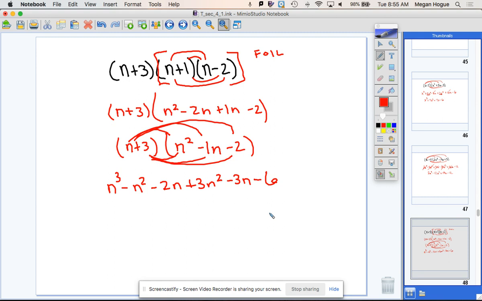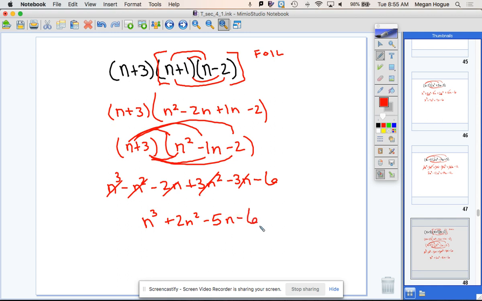Guess what I do next? Combine like terms. N cubed, negative n squared, and 3n squared. That's going to give me 2n squared. Negative 2n and negative 3n. That's going to give me negative 5n minus 6.